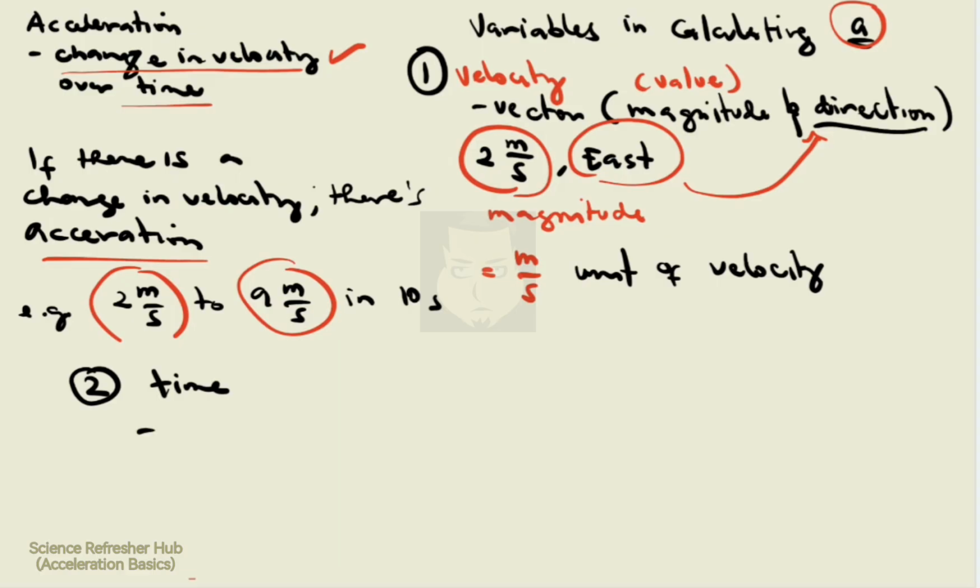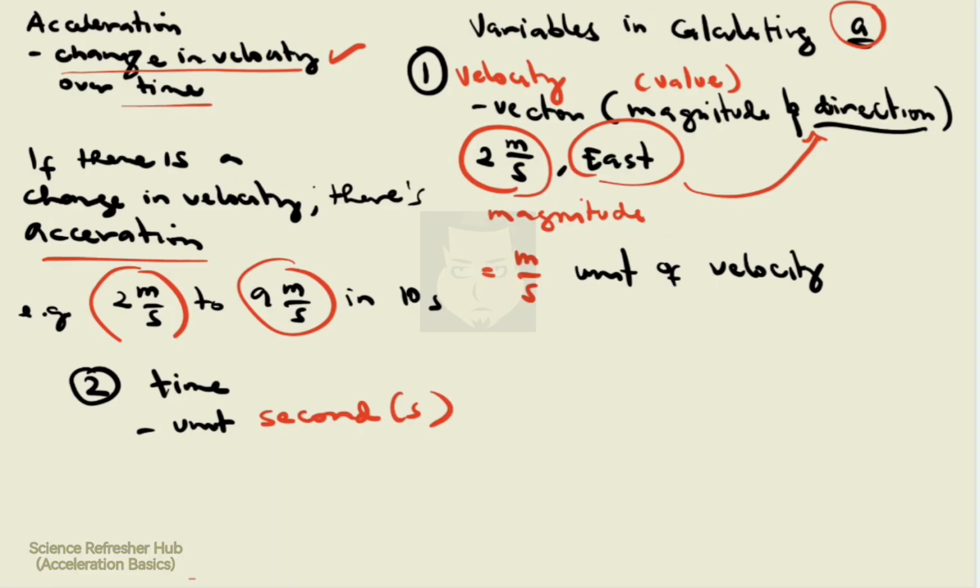Okay, and time, the unit is in seconds, or that's the symbol. Okay, and yeah, that's the two variables. These are the two variables needed in calculating acceleration. And going back to velocity, my apology. In velocity, since the definition says change in velocity, how are we going to put that in our equation if we have change in velocity?